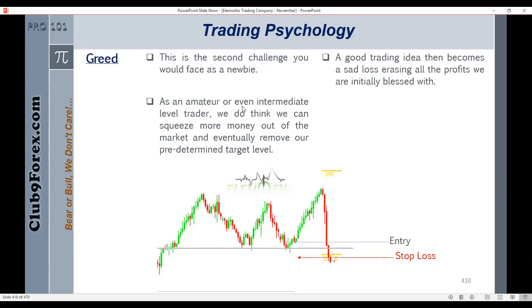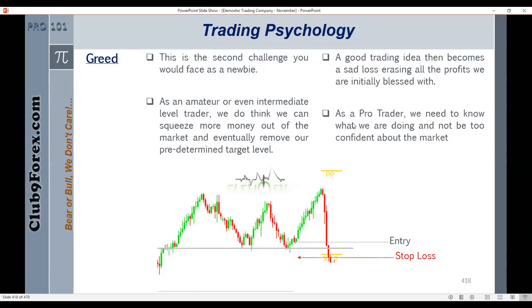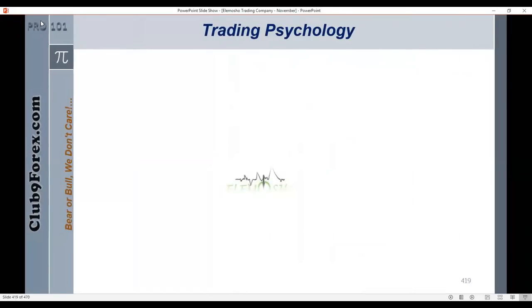So a good trading idea then becomes a sad loss, erasing all profits we are initially blessed with, and we don't want this to happen. So as a pro trader, we need to know what we are doing and not to be too confident about the market. You are not the one that owns the market. The market is not controlled by anybody, and anything can happen at any time in the market.